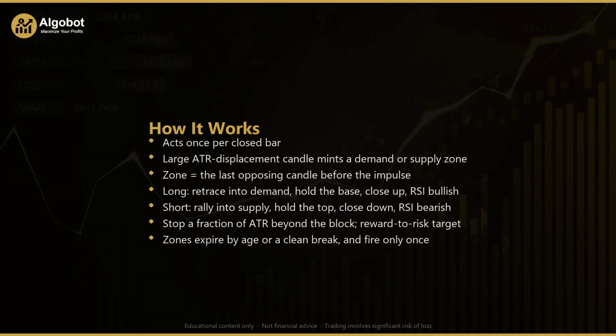Risk control is structural and volatility scaled. For a long, the stop is placed a fraction of ATR below the demand zone's floor, set by the stop ATR multiple. For a short, it sits the same distance above the supply zone's ceiling. The logic is simple. If price trades cleanly through the block, the idea is considered invalidated. The take profit is then set as a fixed reward-to-risk multiple of that stop distance, controlled by the reward ratio, which defaults to 1.8. The strategy also holds just one position at a time, and it skips trading when the spread is wider than the max spread points limit.